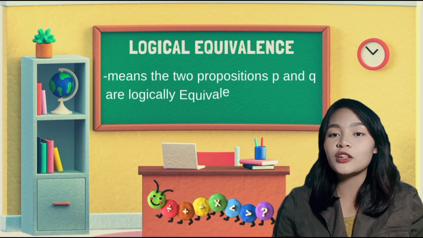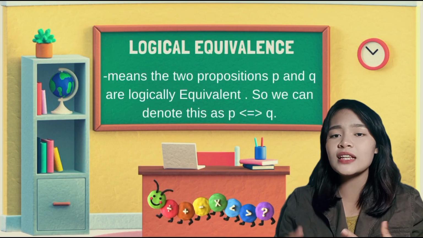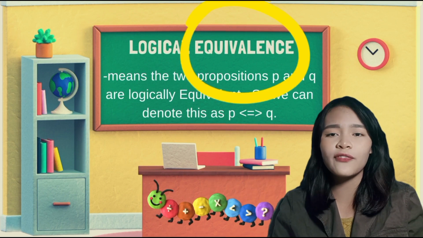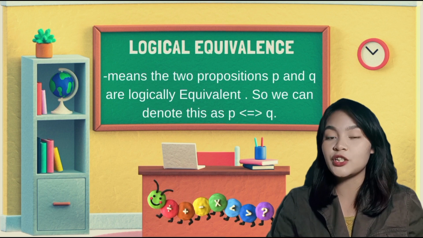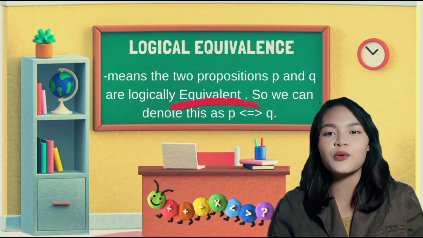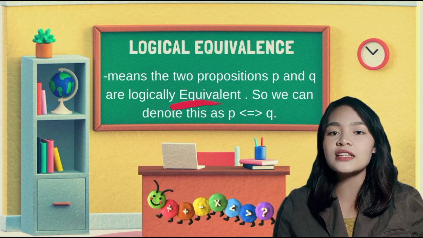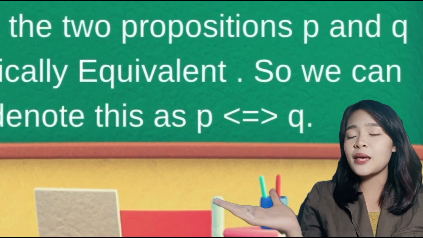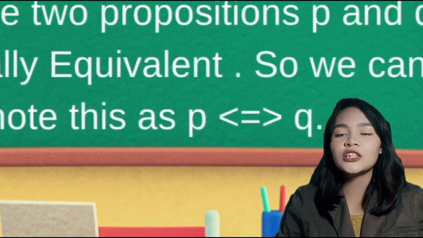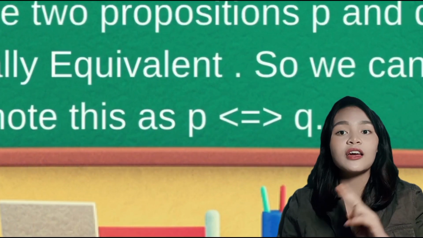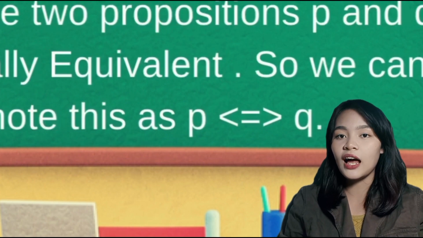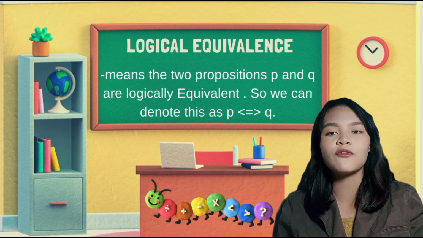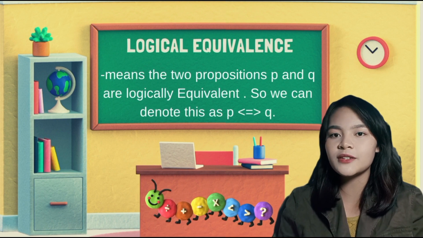So ano nga ba yung logical equivalence? As we can see from the word equivalence, it means equal or fair. That means the two propositions P and Q are logically equivalent. So we can denote this as P biconditional Q. This symbol, a double arrow, ginagamit lang natin siya if two propositions are equivalent. Meaning, pareho sila, if they have the same truth values for all possible truth values of their simple components.